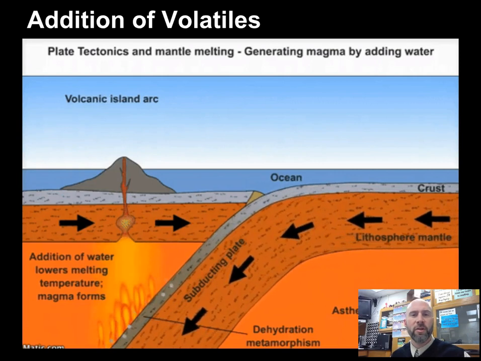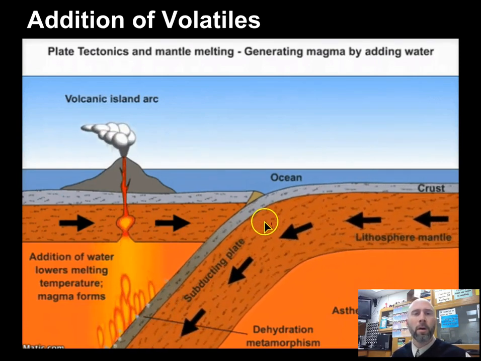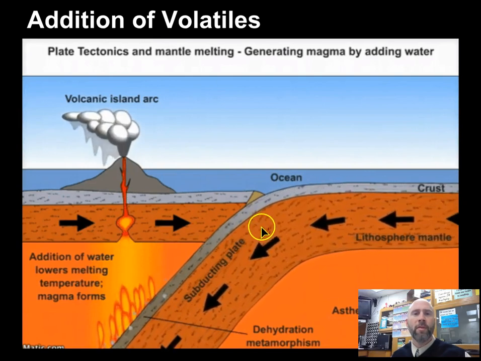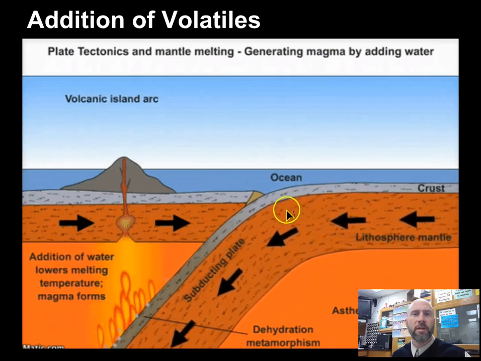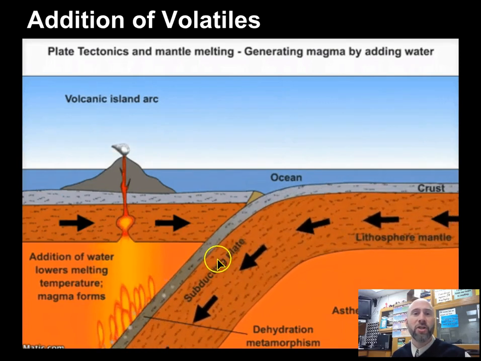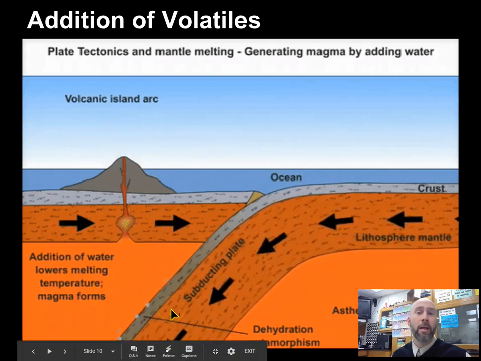Another way is the addition of volatiles. With volatiles, what we're talking about again are water and carbon dioxide. We'll learn more about this process called subduction later in the semester, but sometimes Earth's plates get pushed down deep underneath other plates, and as they go down they heat up, right?